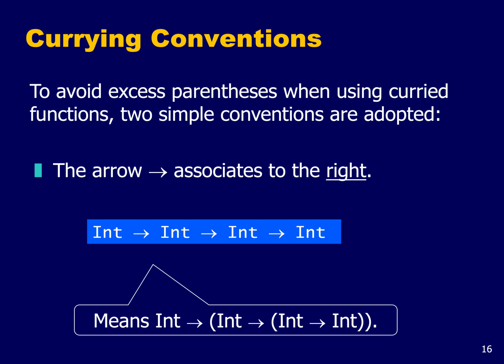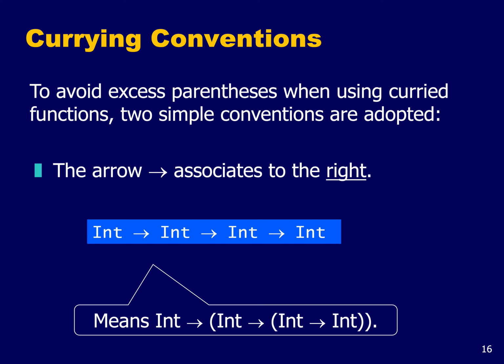So there's a couple of things you need to know about curried functions. So I'll call these curry conventions. And the first one is to do with brackets. So to avoid excess brackets, or if you want to be fancy, you could call these parentheses. To avoid excess brackets when you're using curried functions, there's two simple conventions. So the first convention is that the arrow brackets to the right. So we can see this in the blue box here. So here's an example Haskell type, int to int to int to int. So this is a curried function that takes 3 parameters, one at a time.